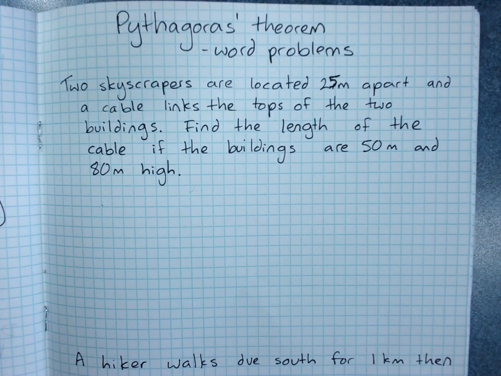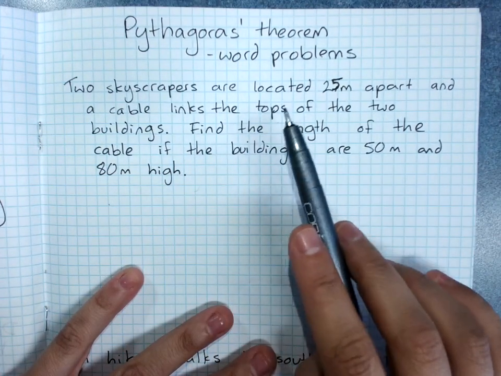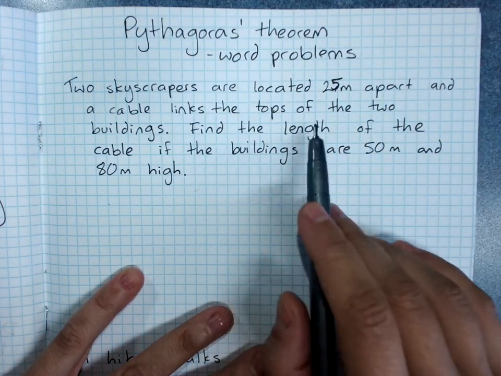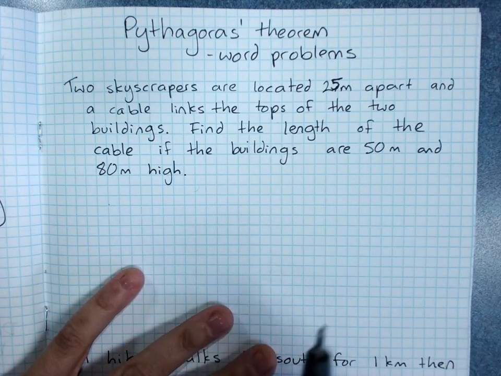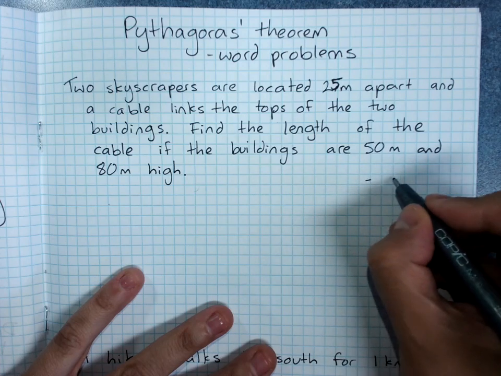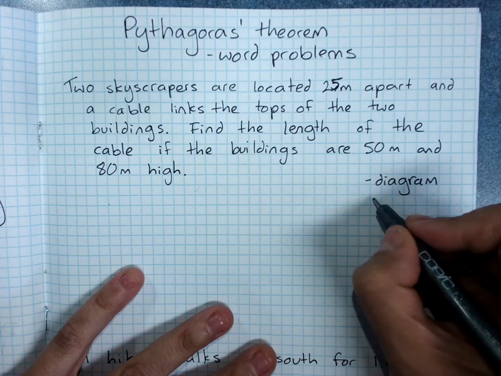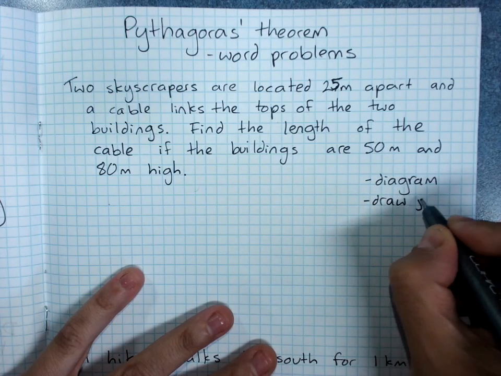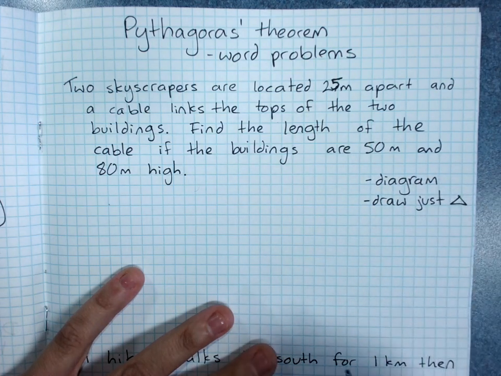Pythagoras' theorem word problems. We use Pythagoras to solve a lot of problems such as these ones. Two skyscrapers are located 25 meters apart and a cable links the tops of the two buildings. Find the length of the cable if the buildings are 50 meters and 80 meters high. Now your steps here are to draw a diagram, but then probably redraw just the triangle. And remember, it's Pythagoras, so you're looking for a right-angled triangle.